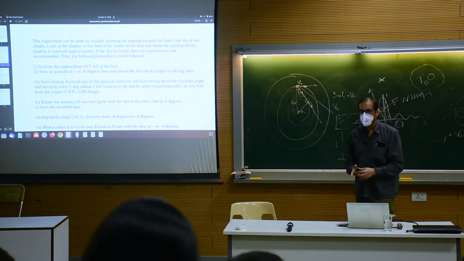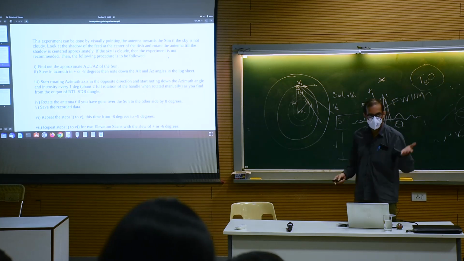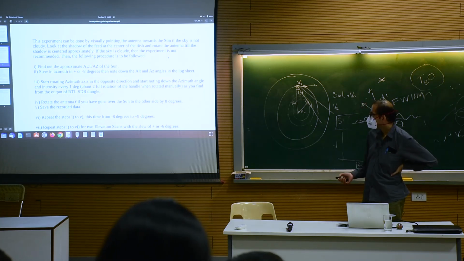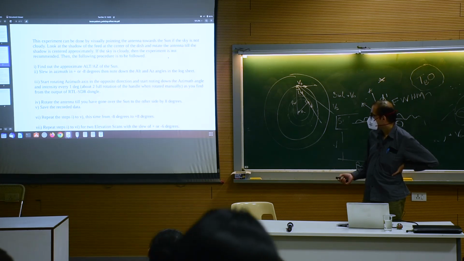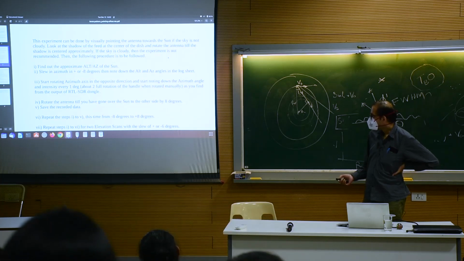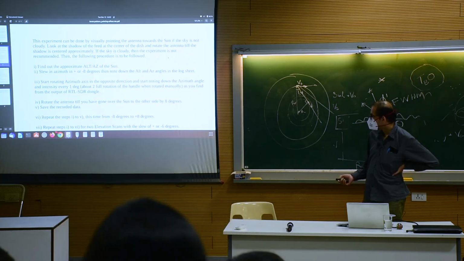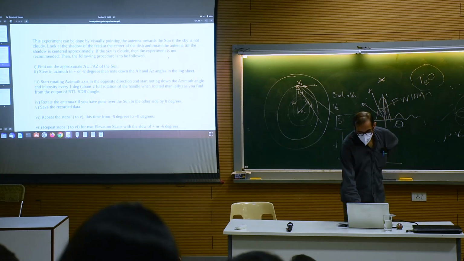We will also be using the RTL SDR dongle, as Ashish mentioned some time back. You rotate the antenna till you have gone over to the other side of the sun by whatever 8-10 degrees. Save the recorded data. Repeat steps 1 to 5, this time from the opposite direction. Do the same for the elevation scans, plus minus 6 degrees or so.